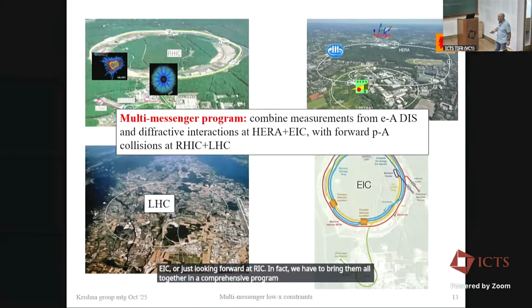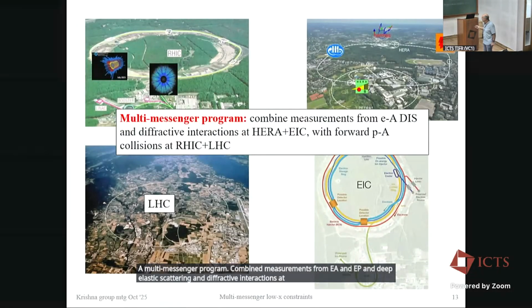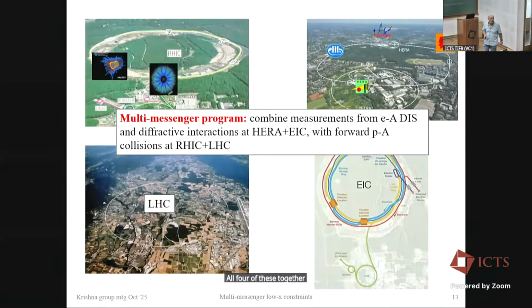And this is a term I like, and I use it again and again. Low x physics is likewise a multi-messenger program: combined measurements from eA and ep in deep inelastic scattering and diffractive interactions at HERA and EIC, with forward pA collisions at RHIC and the LHC. Not just EIC, not just HERA, but all four of these together in a meaningful way that's theoretically well controlled.